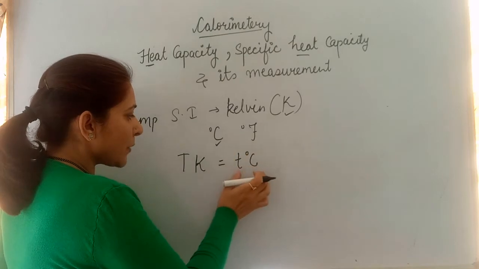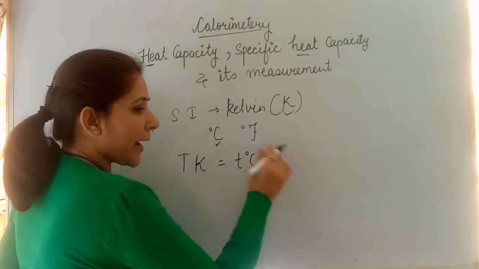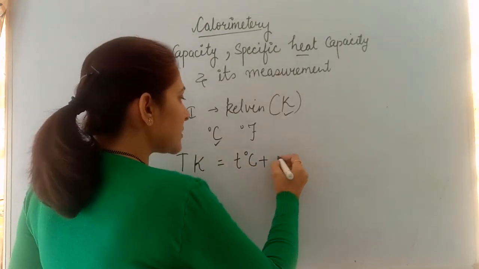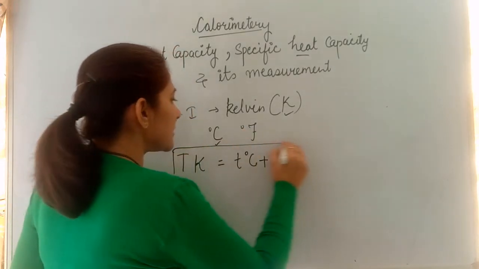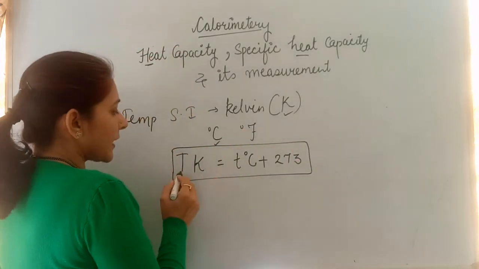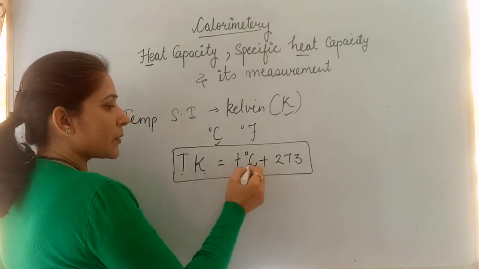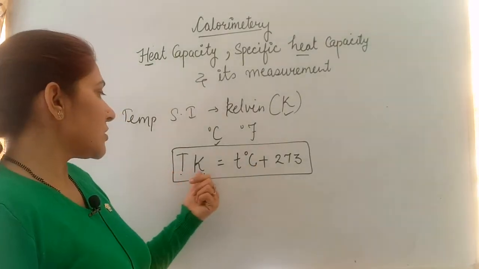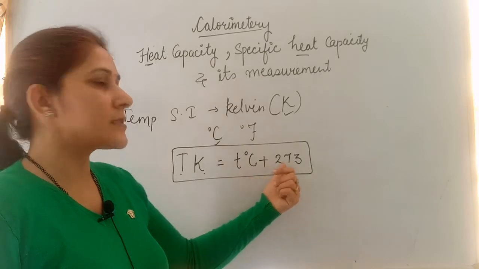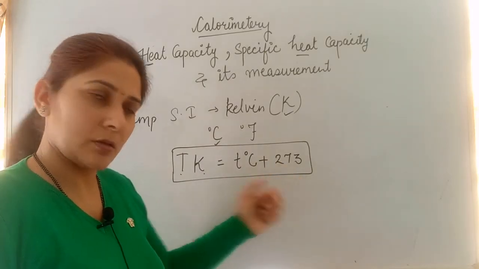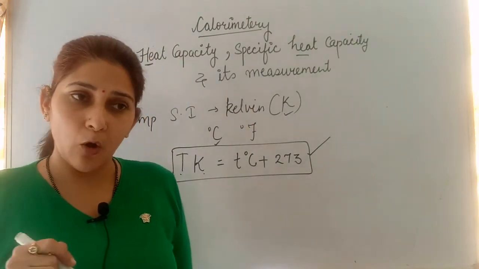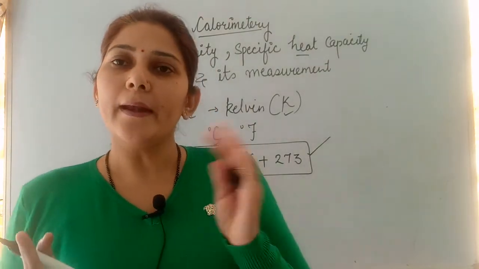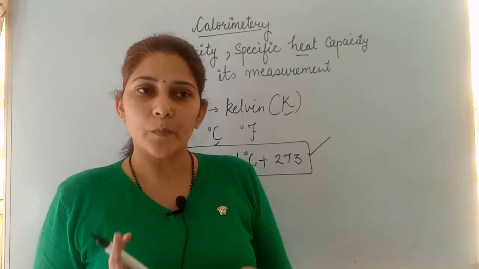That means to make these two equal, we have to add something over here. And what are we supposed to add? We are supposed to add 273 here. So this is the relation of how temperature in Kelvin is equal to temperature in degree Celsius. Temperature in Kelvin is equal to temperature in degree Celsius plus 273. This is another question which can be asked in your paper, that how temperature in Kelvin and degree Celsius are related to each other.